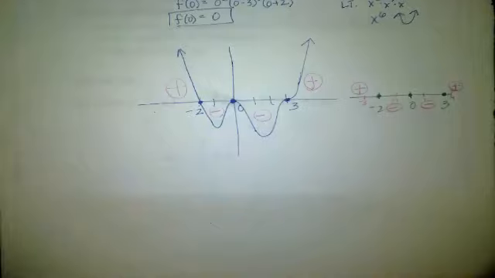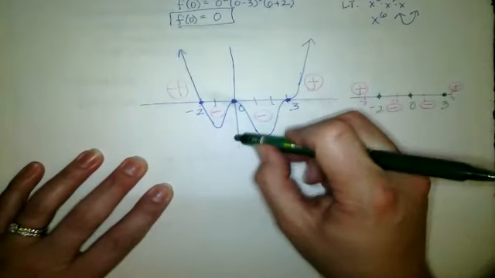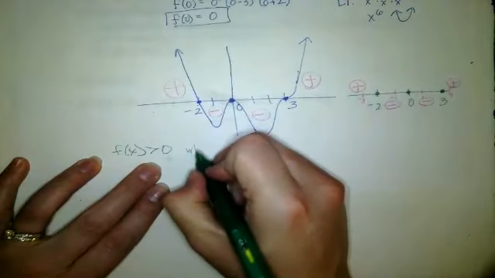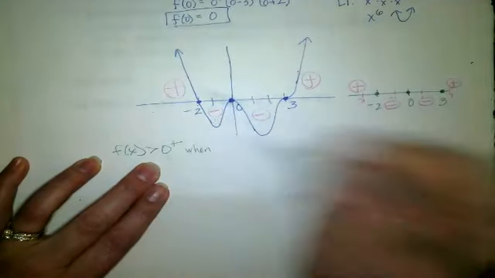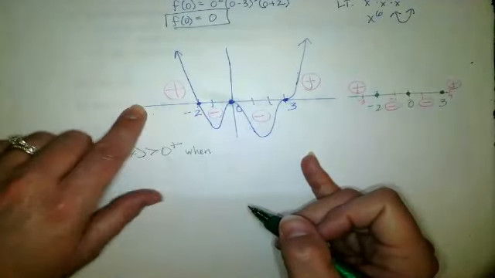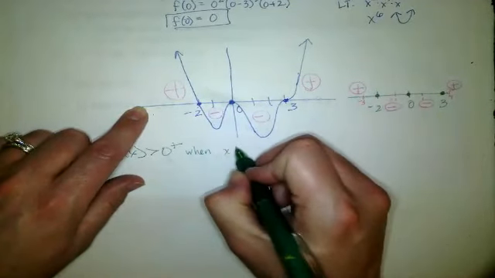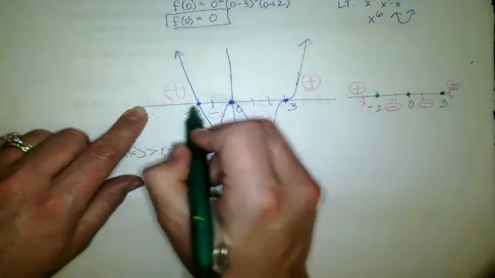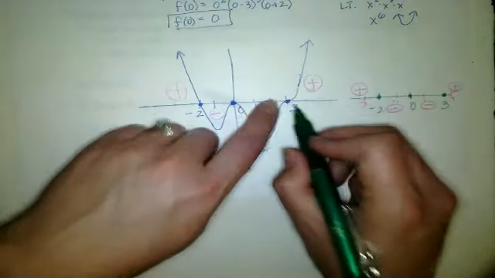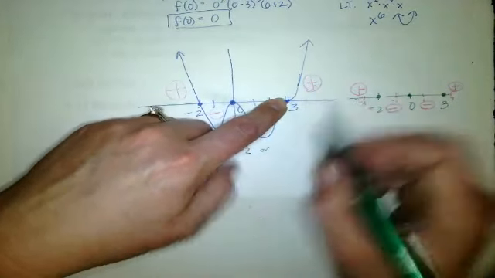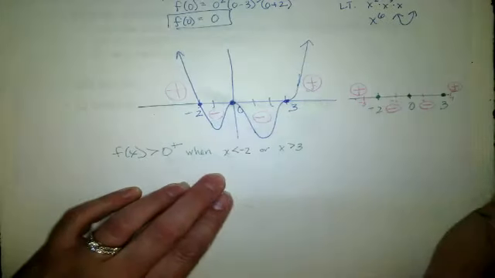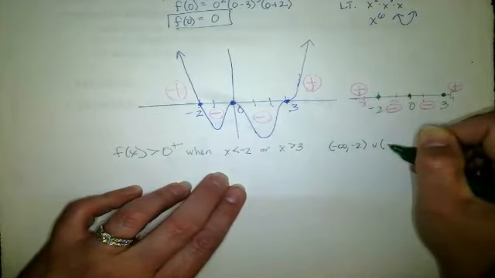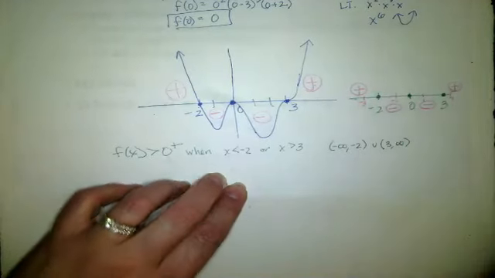So to answer the question, where is f of x greater than 0? Greater than 0 means positive, so we're looking for our positive intervals. That's when x is less than negative 2, so that's all of this, everything less than negative 2, or when x is greater than 3, we also get positive. So x is greater than 3. If you wanted to write negative infinity to negative 2, union 3 to infinity, you could do that as well.